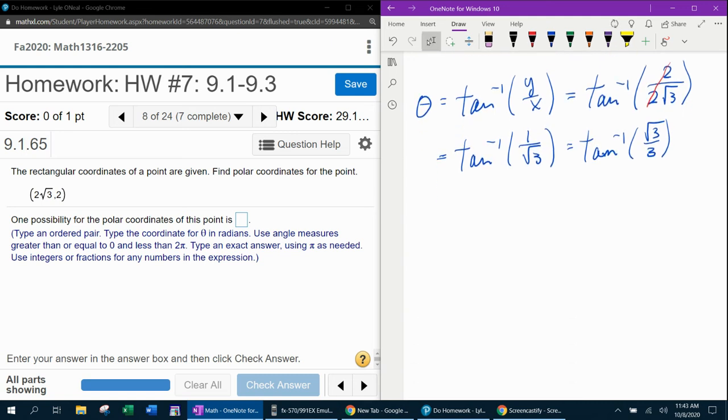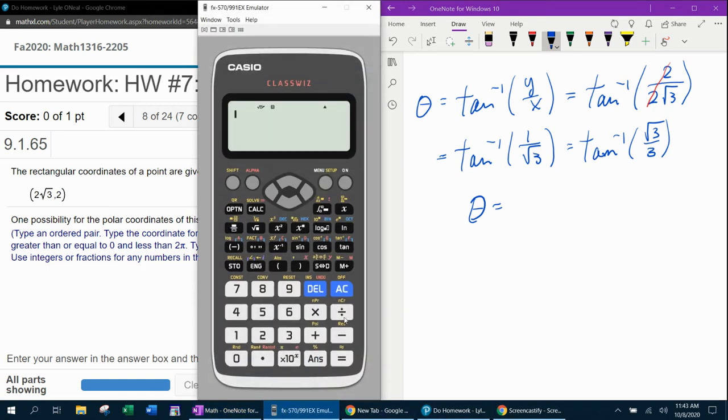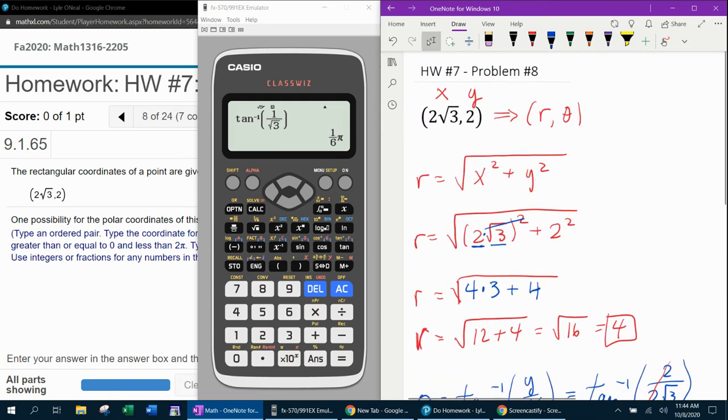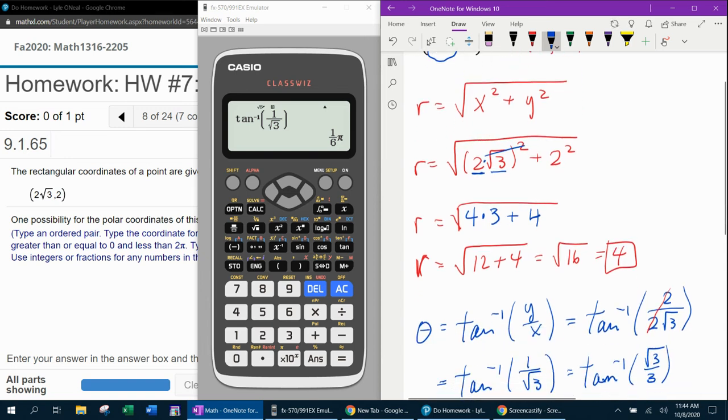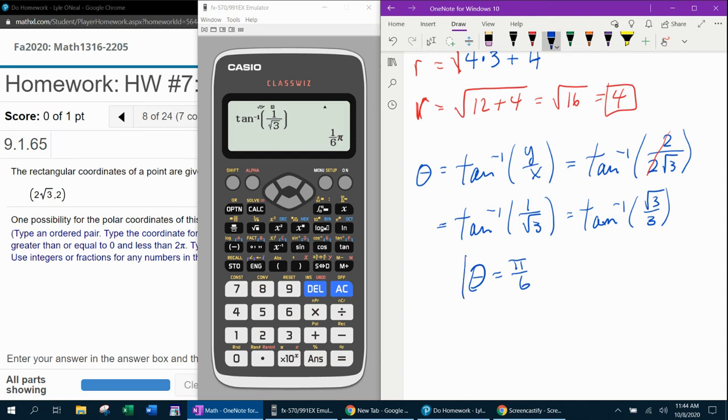So I'm going to use the calculator, and that's going to be the inverse tangent of, and I'm just going to put in the 1 over square root of 3, unrationalized, and that is pi over 6. Now, if you watched the previous video, I said if x is negative, you have to add 180 to theta. Our x is not negative, so this is our actual angle.